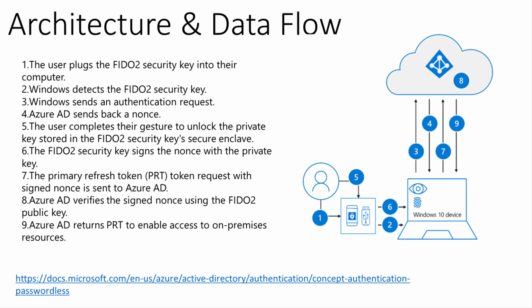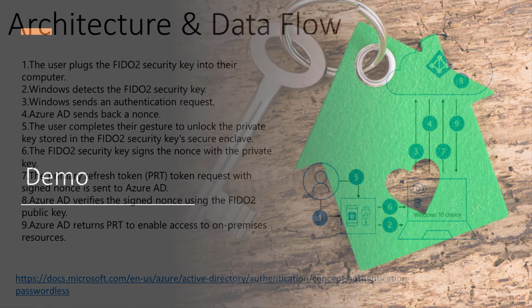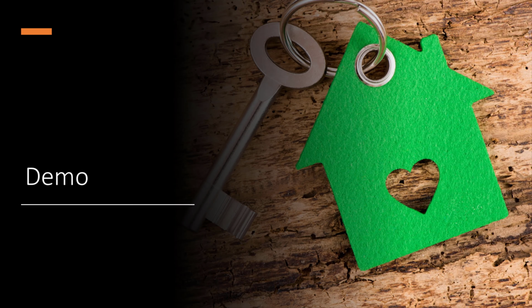Regarding architecture and data flow, here's straight out of the documentation on docs.microsoft.com covering when you insert the FIDO2 security key, how it actually authenticates you into your Windows machine and into your application. So feel free to pause the video and review this and go out to the documentation to learn more. Okay, without further ado, let's jump into a demo and let's see how to set this up and what it looks like in real life.